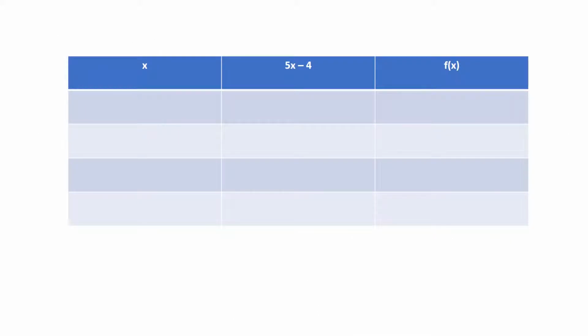So this is what I was talking about when I said you would have the frame of the problem. You have the x value here on the left-hand side. You have the problem in the middle, 5x minus 4, and then you have f of x at the end. F of x is also known as y. It's the y value. It can also be the answer. It's just the answer to the problem. So the x value is where we're going to use those numbers I gave you, -2, -1, 0, and 1. We are going to take those numbers and plug them into the x value position.